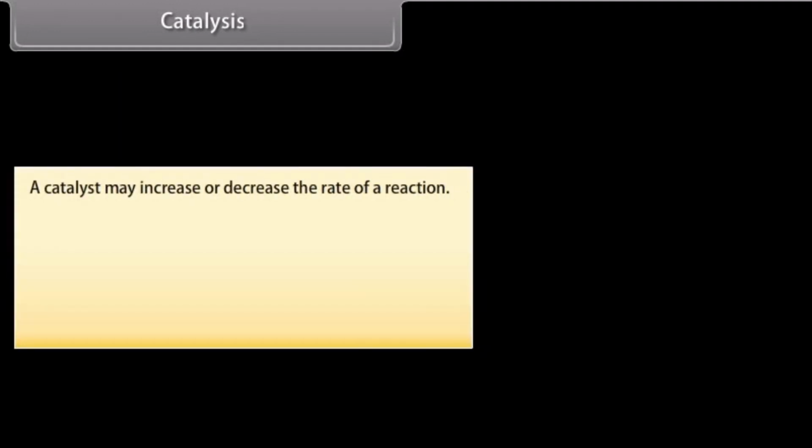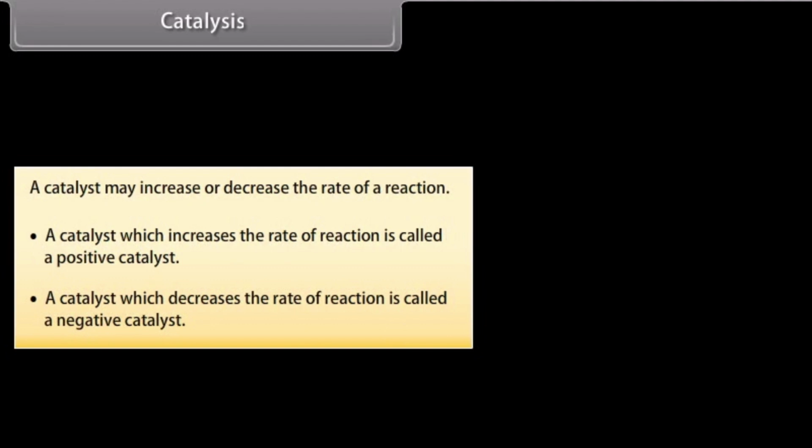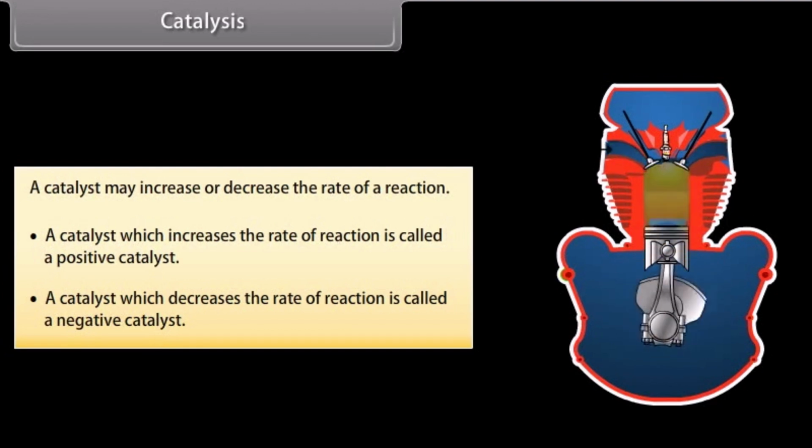A catalyst may increase or decrease the rate of a reaction. A catalyst which increases the rate of reaction is called a positive catalyst, for example, decomposition of KClO3 in presence of MnO2. A catalyst which decreases the rate of reaction is called a negative catalyst. For example, tetraethyl lead is added to petrol to prevent knocking of the engine.